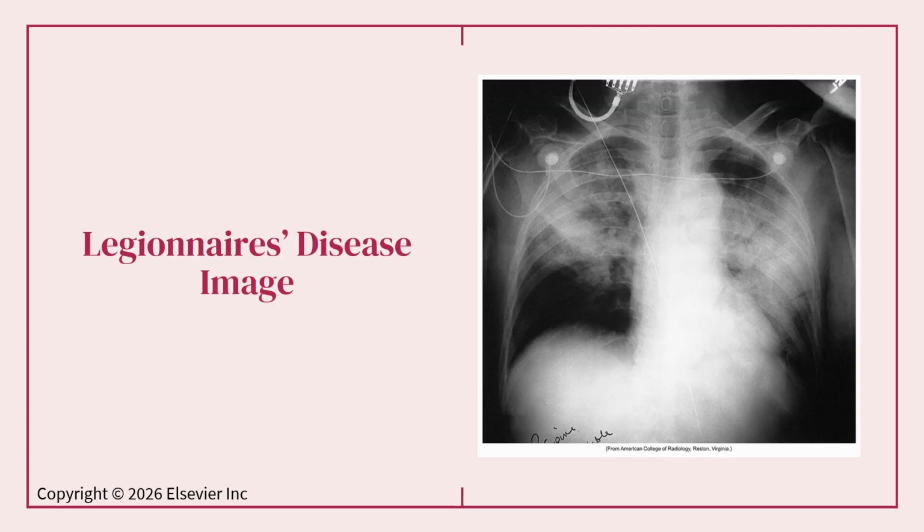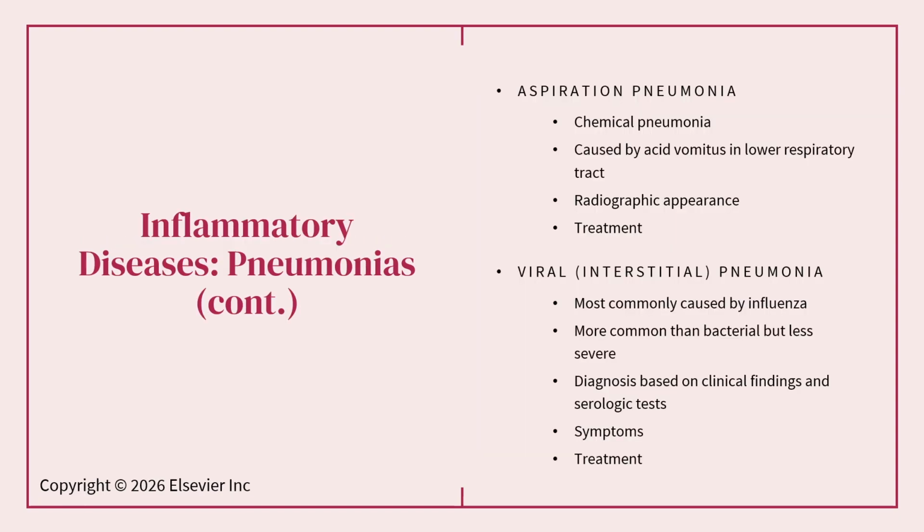This chest x-ray is demonstrating Legionnaires' disease. This picture is showing rounded opacities in the upper half of the right lung and lower 2/3 of the left lung. Aspiration is a type of chemical pneumonia and it is caused by acid vomitus in the lower respiratory tract. This can happen after anesthesia, alcoholic intoxication, or stroke that causes dysphagia or loss of the coughing reflex.